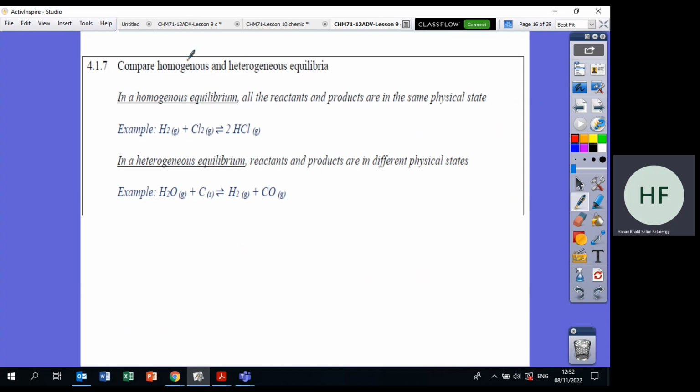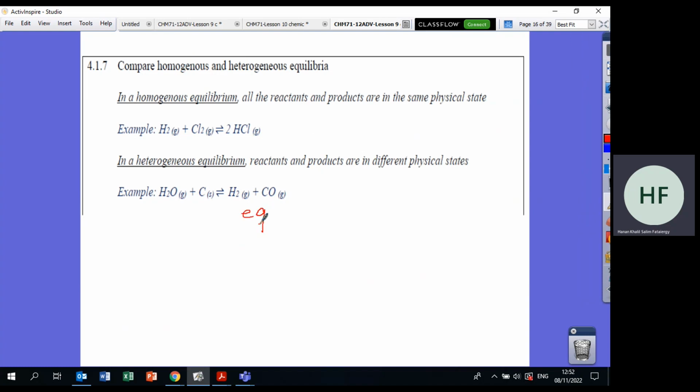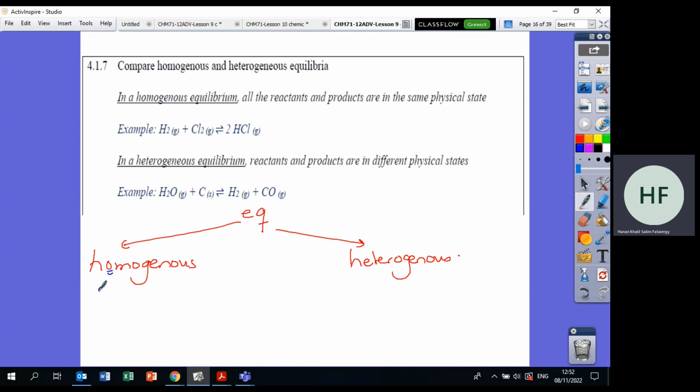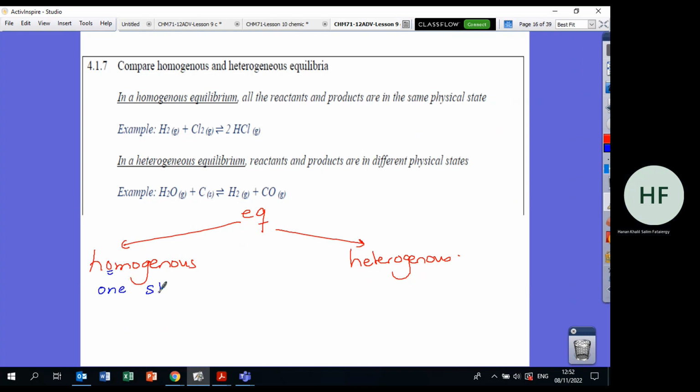Okay, now types of equilibrium. We have two types of equilibrium. The first type is homogeneous, and the second type is heterogeneous. Now, what's the difference between this one and this one? In a homogeneous reaction, I can see only one state, meaning all of them are in one state. Like this one: gas, gas, gas. All of them are gases. This is one state. This is homogeneous.